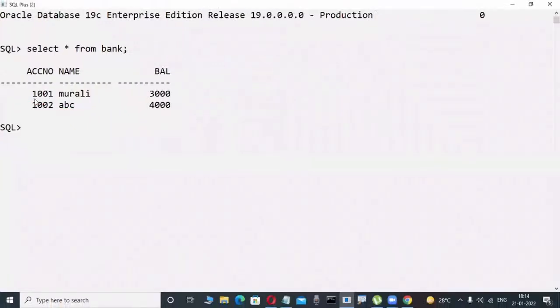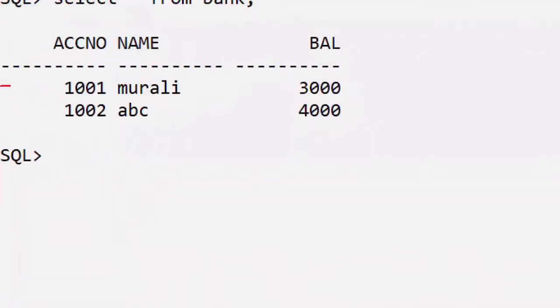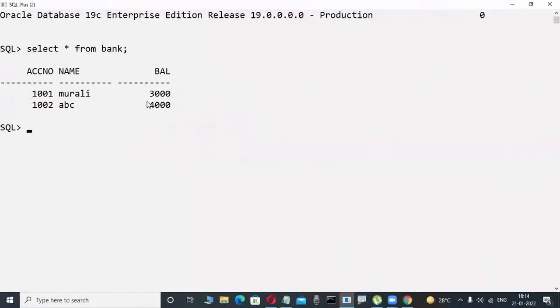Suppose this data, observe it here for one minute only. 1001 is an account number. My name is Murali, I'm an account holder. My balance is how much? 3000. Observe it here, my balance is 3000, for example. Now check out the scenario. Slowly observe it here.